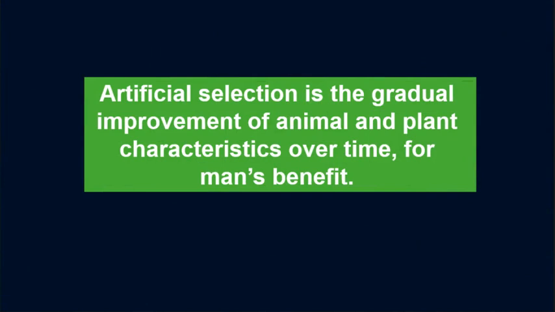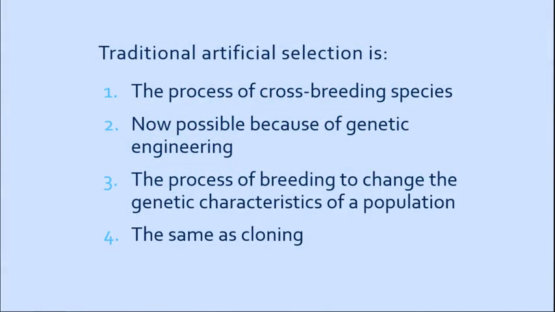And this is the gradual improvement of an animal or plant characteristic over time for our benefit, right? Doing something that gives us a product that we want, whether it's sheep that have thick wool all year round, whether it's animals that have more meat, plants that are hardier, whatever, okay? Traditional artificial selection is the process of crossbreeding, genetic engineering, the process of breeding to change genetic characteristics of a population, or cloning. Well, it's not cloning, and it's not only possible because of genetic engineering, because we've been doing it for thousands of years, right? Agriculture, we started domesticating plants about 12,000 years ago.